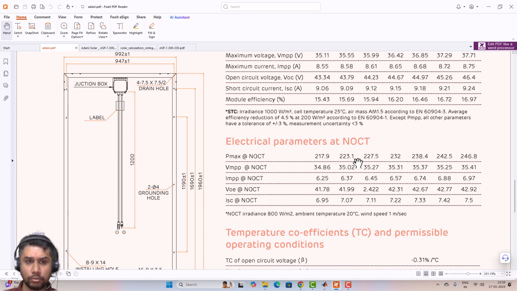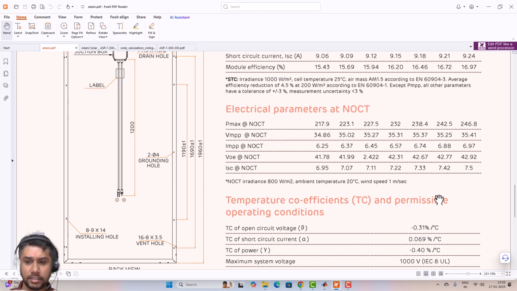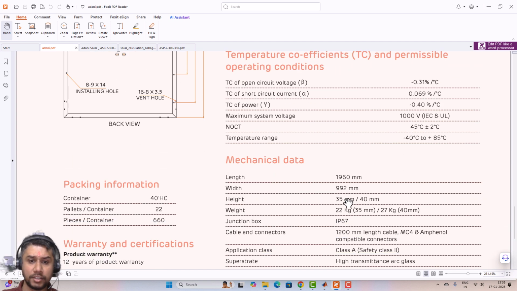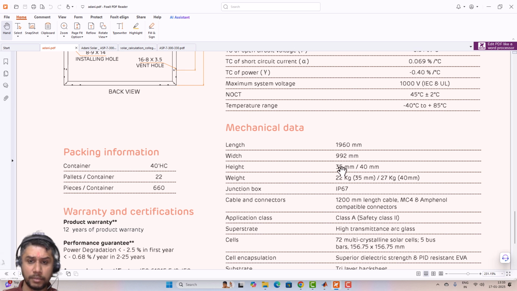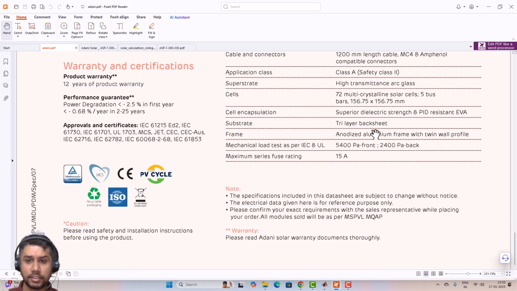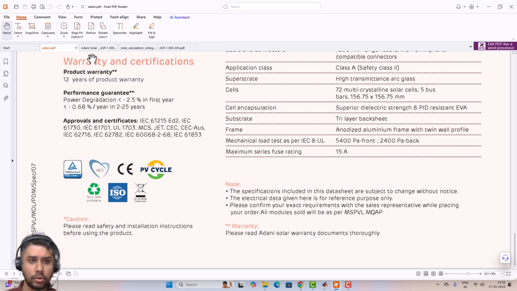Other parameters at NOCT, physical parameters, coefficients of temperature, current, voltage and power, length and width data required for the calculation purposes, weight of the module, protection classes, 72 as the total number of cells, and one cell has a size of 156.75 mm in length and in width. So these are some specifications that we need to take care of while we are simulating this.